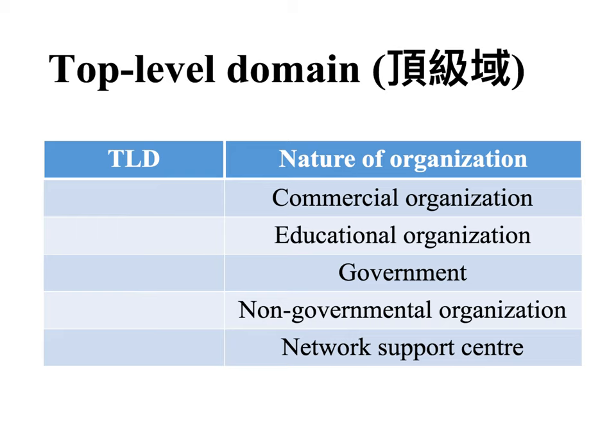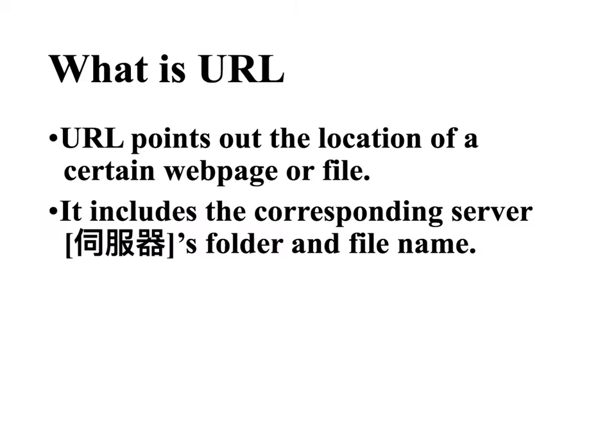Okay, there are many top level domain. For example, some commercial organization. I just do one for you, the .com. And also some educational organization, government, non-government organization, network support center, etc. So you need to search in the internet. What is education organization? What is the top level domain? 顶级域. What is the TLD of educational organization? So you need to search it in the internet.